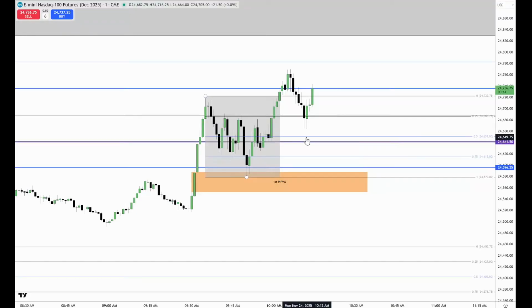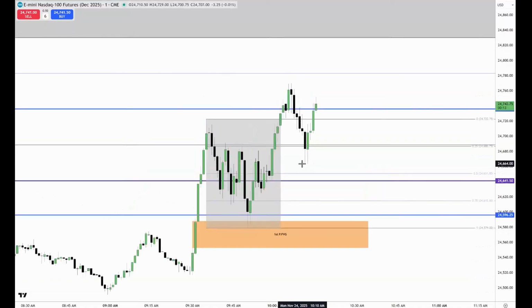The same application I use with individual PD arrays is what you want to use at consolidations. It's the same school of thought with market structure. We have a small little gap in here, and price traded down into the upper quadrant of this consolidation. And look at the sensitivity there.